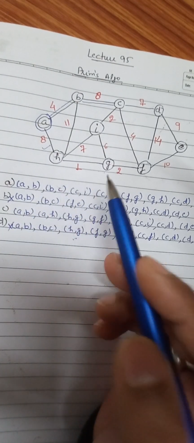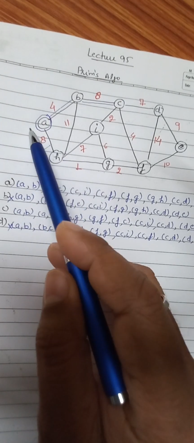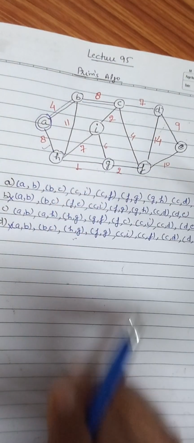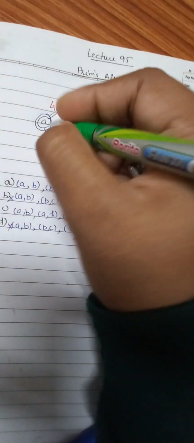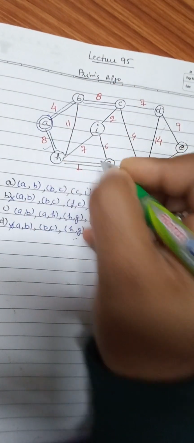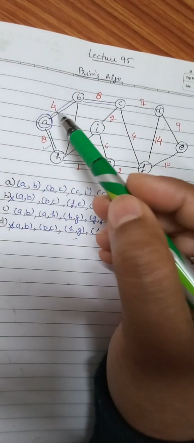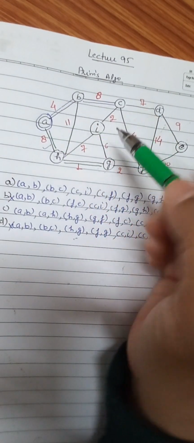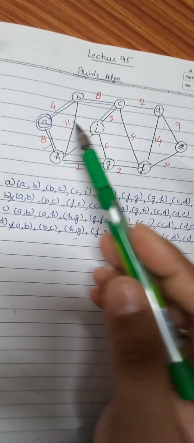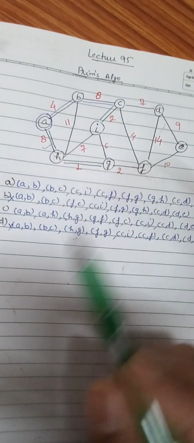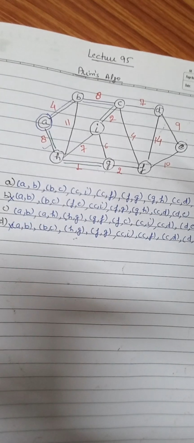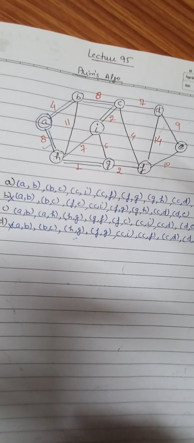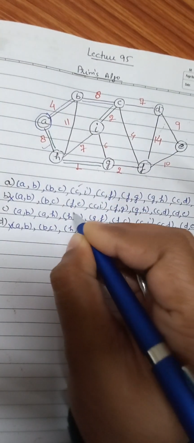So AB is there, BC is there, CI is there, AB is there, AH is there, and HG is there. Right? We can use different colors for that so that we can identify which path we are traveling. So one path is AB, BC and CI. Another path is AB, AH and HG. Now we have to move to the next. Till here it is okay.